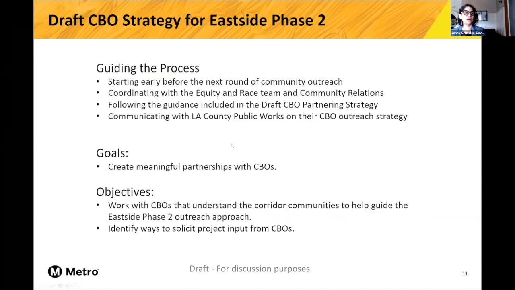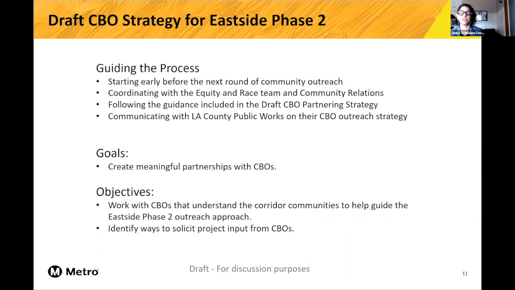Okay. So the CBO strategy for the project is being guided by the equity platform that our Metro Board has adopted. The equity platform is a policy that looks at our internal process, programs, and projects through an equity lens. Through that equity platform, the Equity and Race Department was also developed, who we are working with to lay out a strategy plan for the project. And this is one of the components of that.